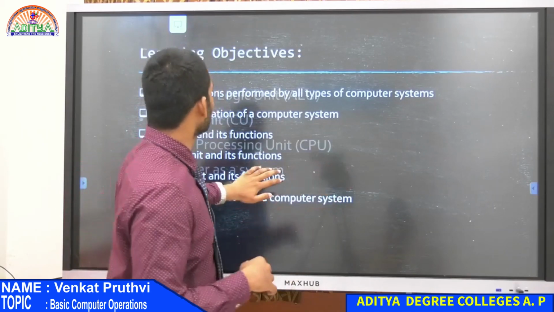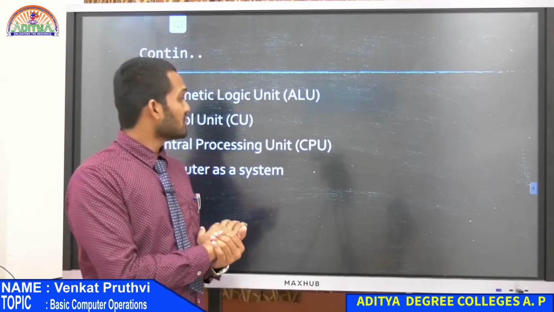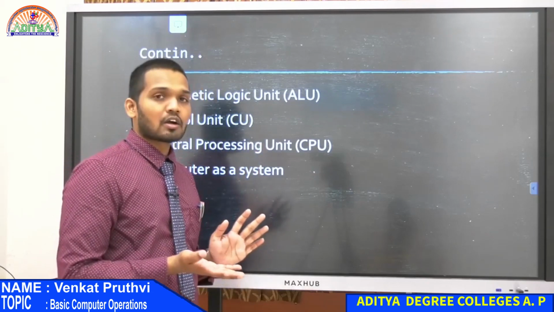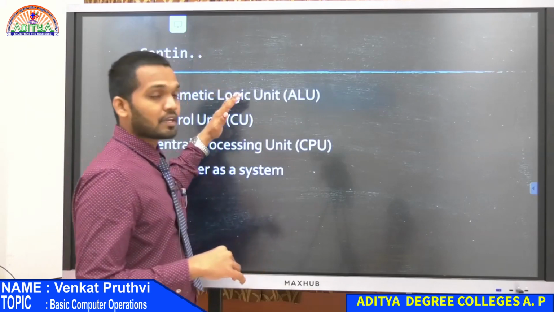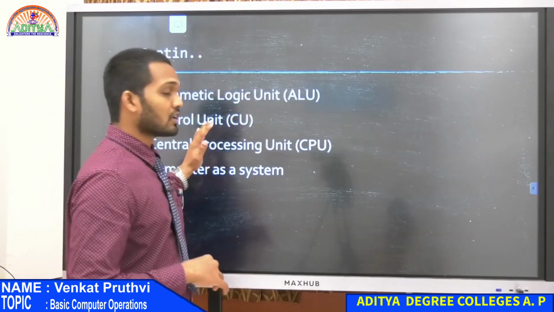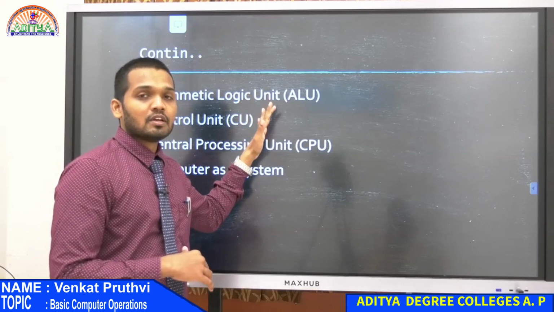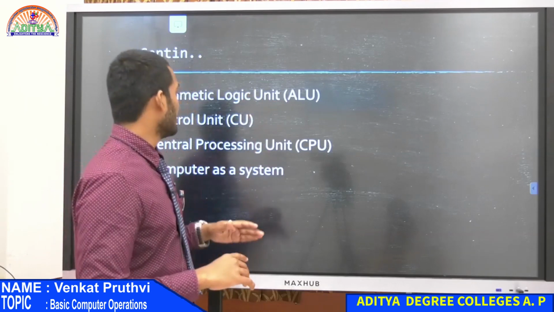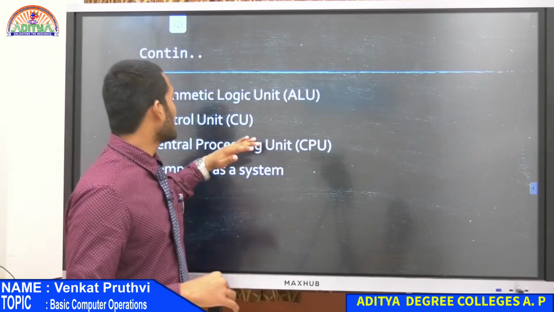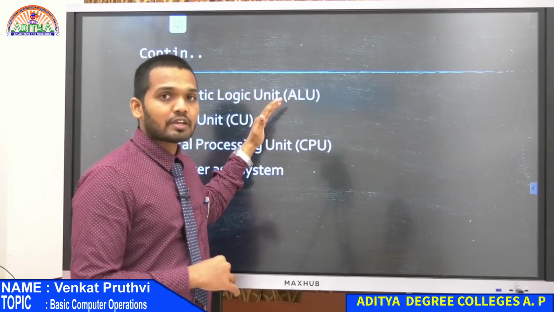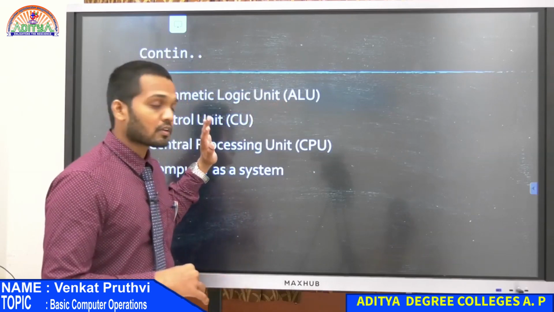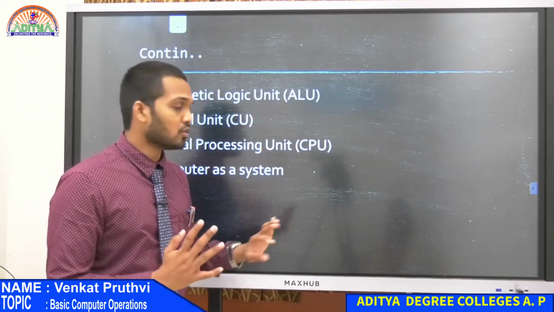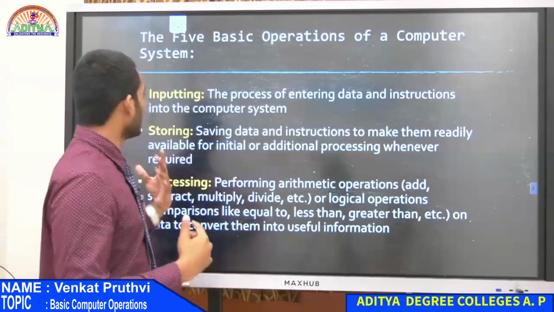So the most important thing that we have to understand is, inside the basic computer organization, you have the arithmetic and logical unit and the control unit. These two are the main parts that you have to understand inside the CPU. The CPU actually consists of an arithmetic and logical unit, ALU, and a control unit. Okay, and then we'll see what the computer system is as a whole. These are the things that we'll be going to learn.